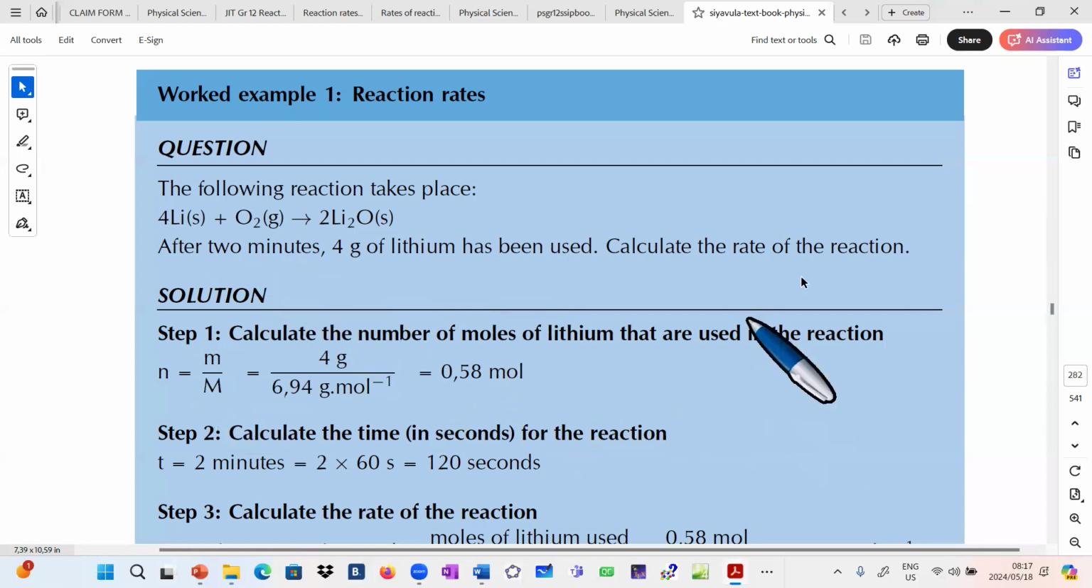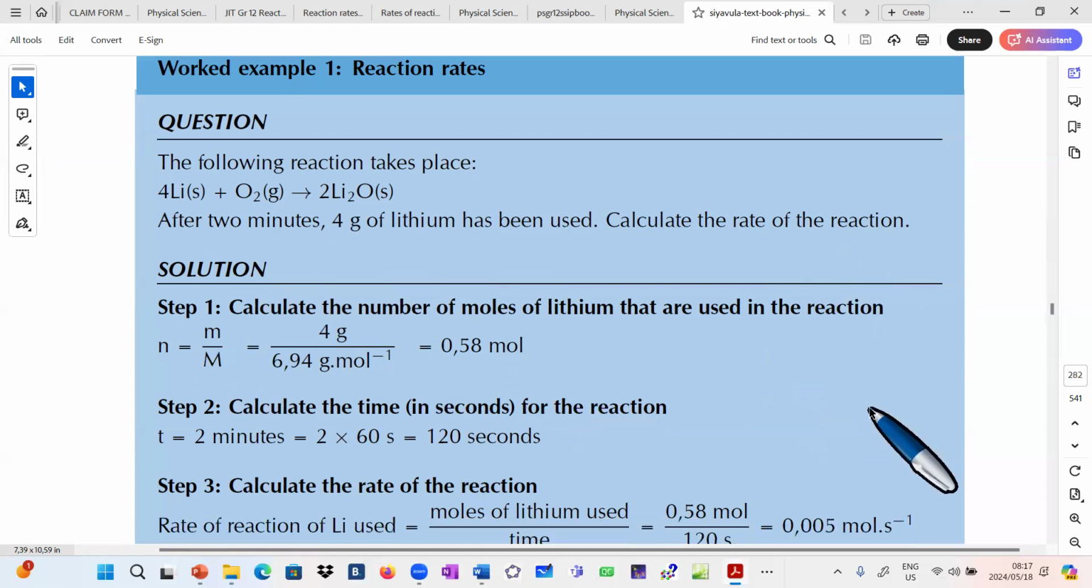Step one, for us to calculate the rate of the reaction, let us see what we do. First things first, we're going to calculate the number of moles of lithium that are used in the reaction. Because we're given the mass of lithium, the number of moles is mass over molar mass. So we have the 4 grams, which is the mass of lithium, and we divide that by the molar mass.